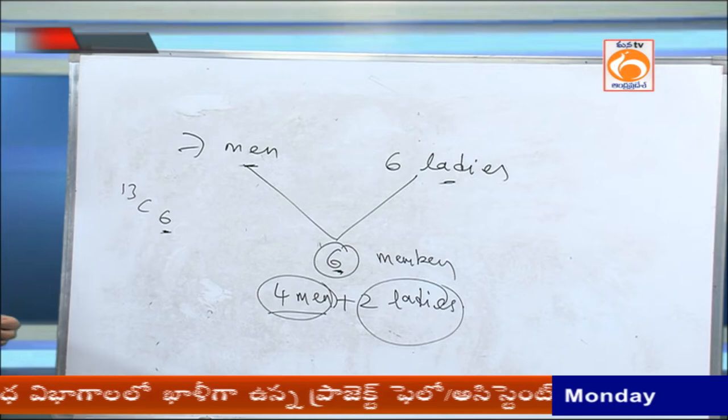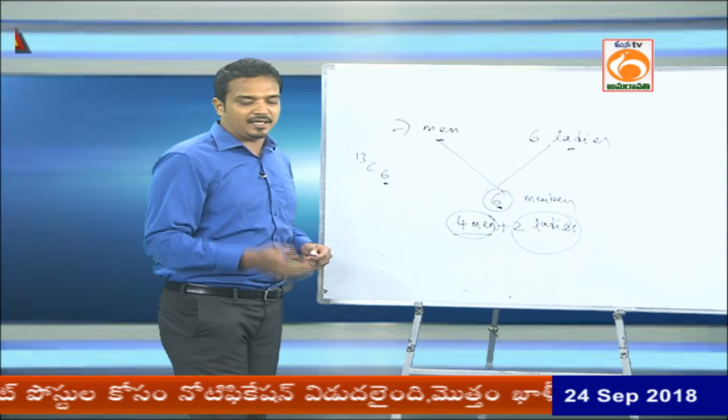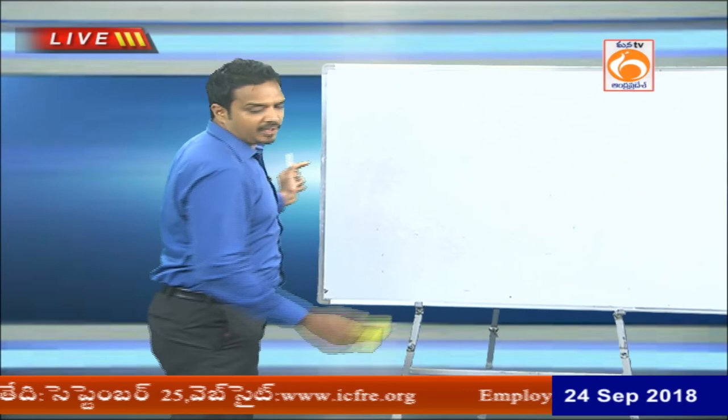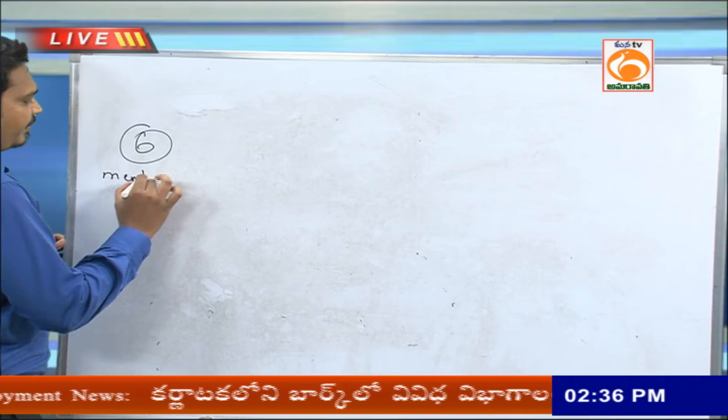Alright, so we have a condition, this we need to understand. Now you cannot use 13C6 bluntly, I mean directly. So we have to do some manipulation. So what is the kind of manipulation? We are going to form a 6-member team, correct? Now let's see the 6 nenu ela split cheskuntanu ane meeru okasari check cheyandi. Now a 6-member team, 6 members committee, correct? The 6 members ni ela cheskuntanu. So how many people have to be there?